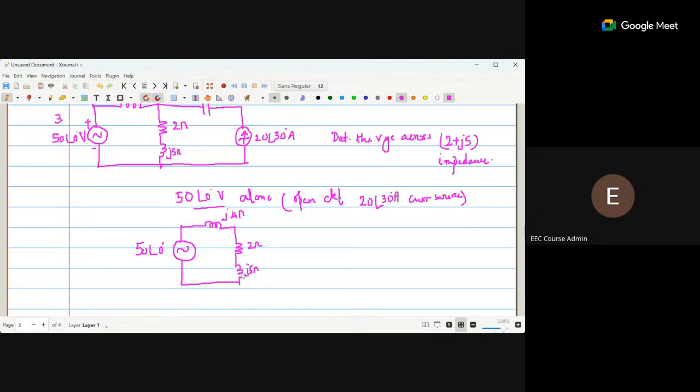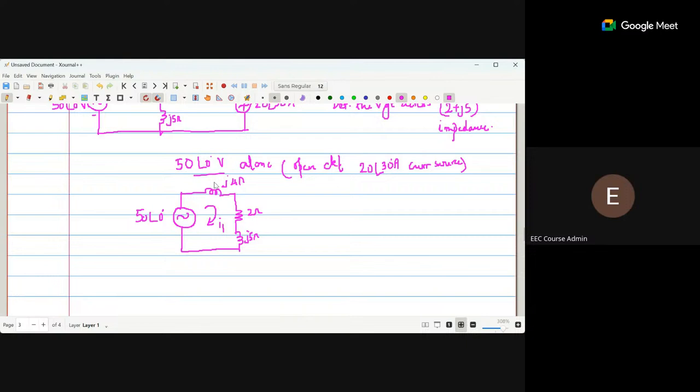So this will be the current. If I represent it as I1, what will be I1? We can see that this is a series circuit where these two inductors, J4 and J5, are in series with this 2 ohm. So this I1 will be simply 50 angle 0 divided by 2 plus J4 plus J5. Am I right? Let me know the value of I1 in polar form after doing this division.